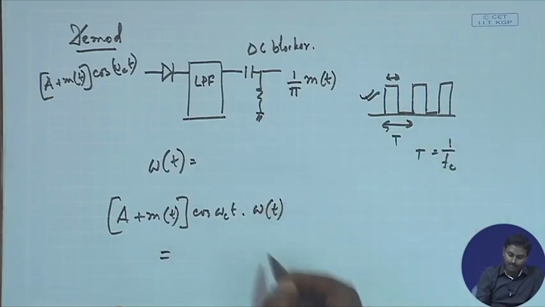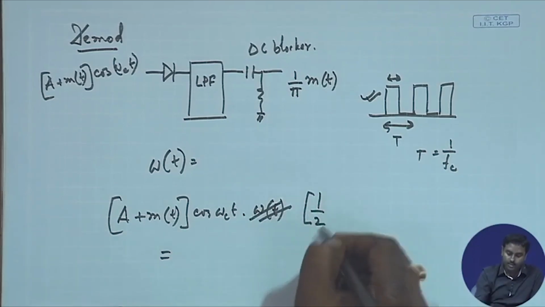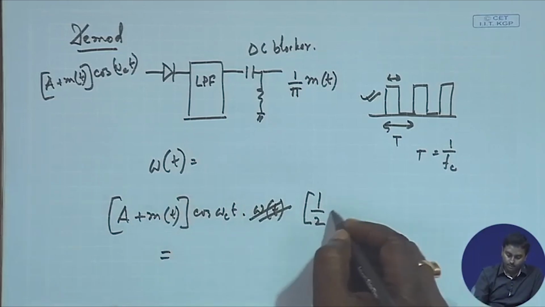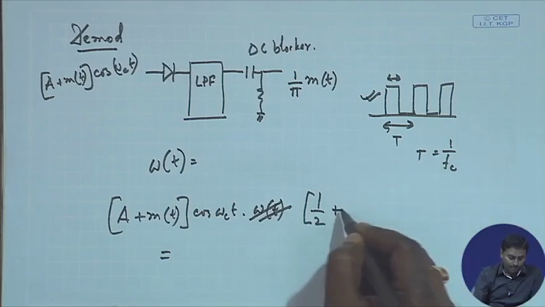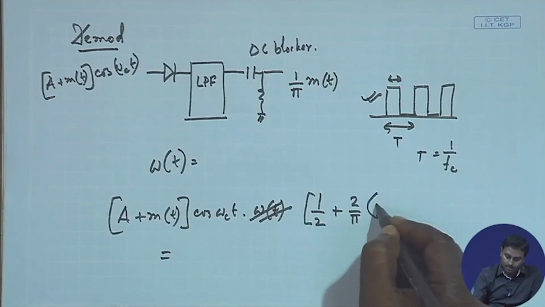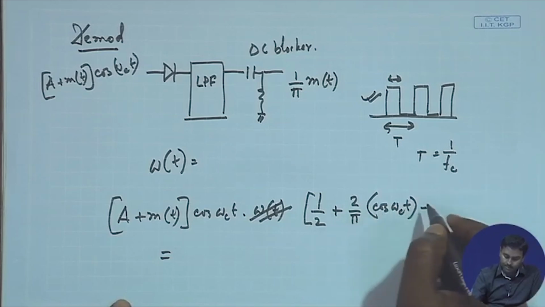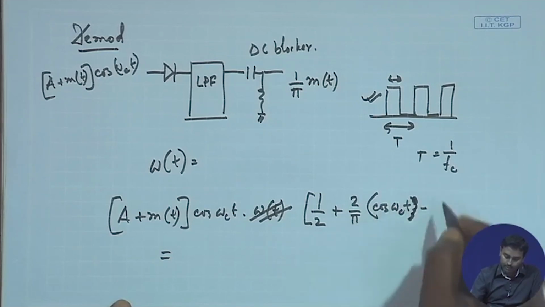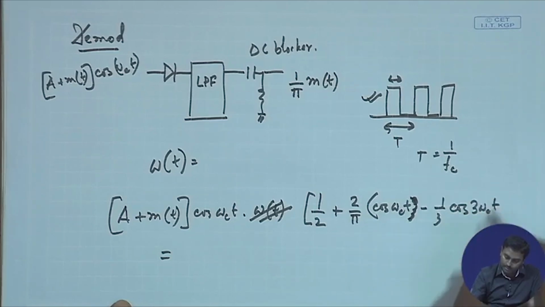So instead of w(t) I can write that Fourier series expansion, which we have seen probably in the previous class. Half, plus 2 by pi cos omega ct, minus, or I can keep 2 by pi out, 1/3 cos 3 omega ct plus 1 by 5 cos 5 omega ct and so on.